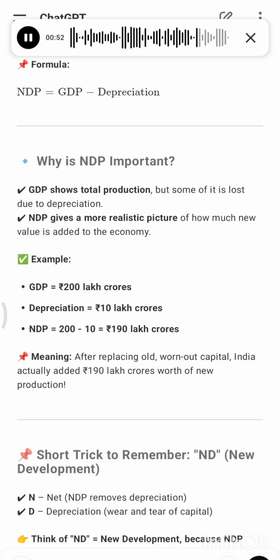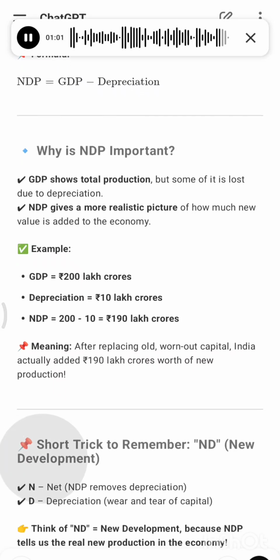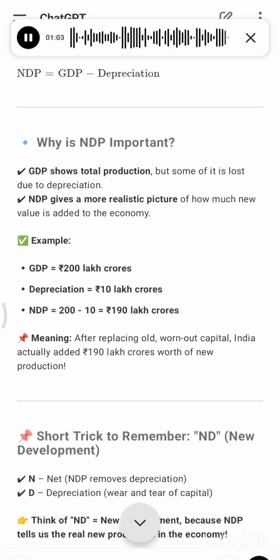Short trick to remember: ND, new development. Net, NDP removes depreciation. Depreciation, wear and tear of capital. Think of ND, new development, because NDP tells us the real new production in the economy.